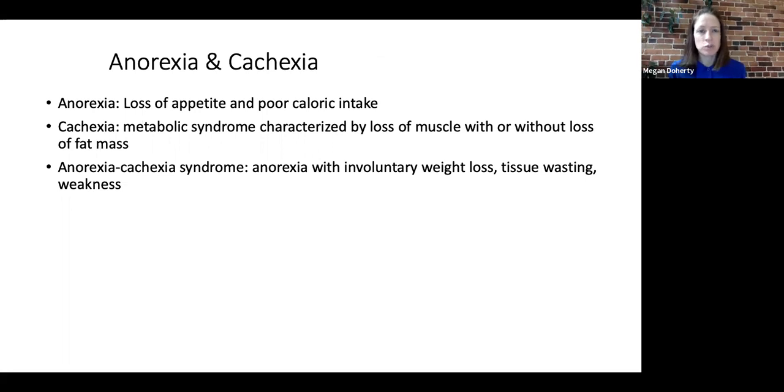Let's define a few of the key terms. Anorexia refers to a loss of appetite or poor caloric intake, whereas cachexia refers to a metabolic syndrome which is characterized by loss of muscle with or without a loss of fat mass. Anorexia cachexia syndrome involves anorexia with involuntary weight loss, tissue wasting, and weakness. And we see this in the setting of chronic illness.